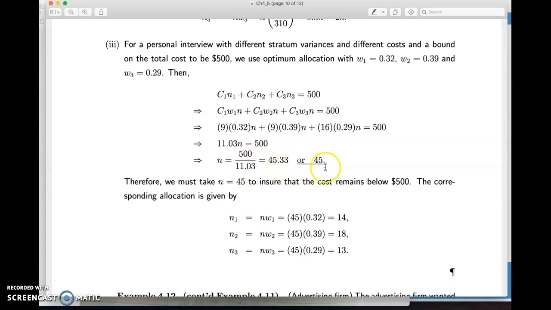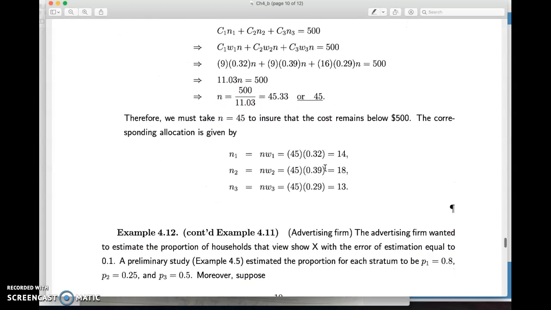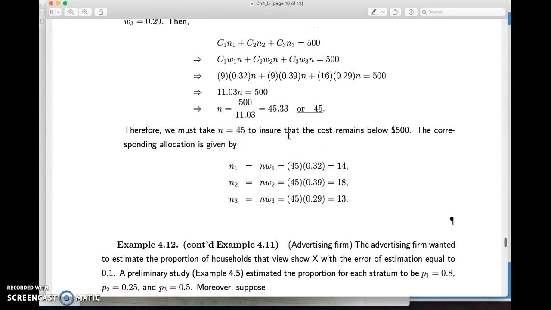So 11.03 N must be less than or equal to 500. If that's the case, we need to round it down to 45. Okay, so out of the 45 samples, we do the allocations subject to the optimal allocations. Now we have the allocation 14, 18, 13. They add up, and cannot be greater than 45 because we need to keep the cost below 500. So N, in this case, should be rounded down.